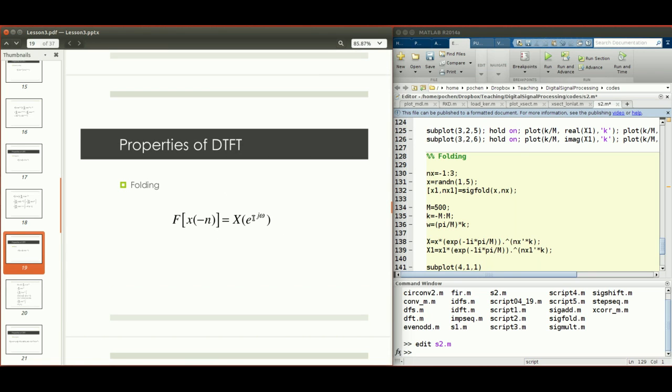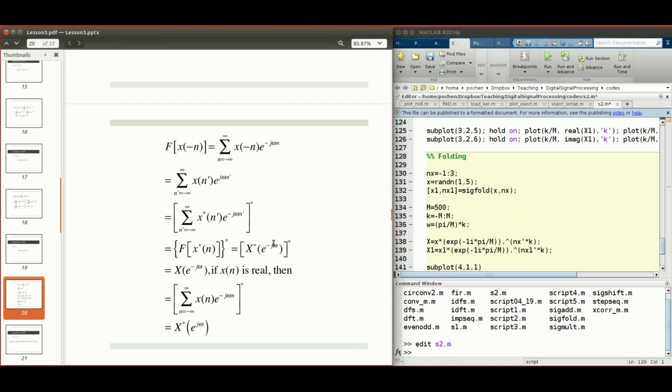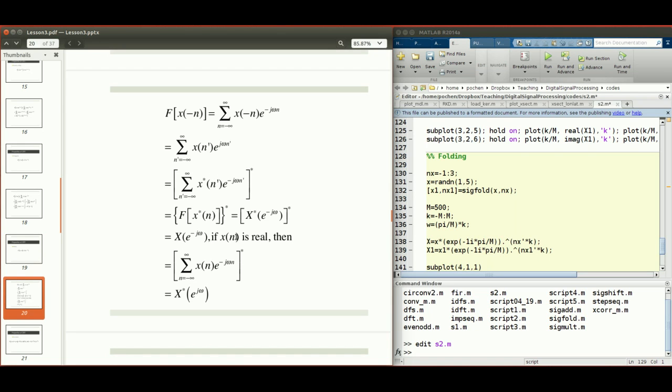And that's what we want: big X e to the minus j omega. Right. And let's consider a special case when X is actually a real signal. So if X is actually a real signal, then let's go back to this formula. Because X is real, X star actually equals X, right?